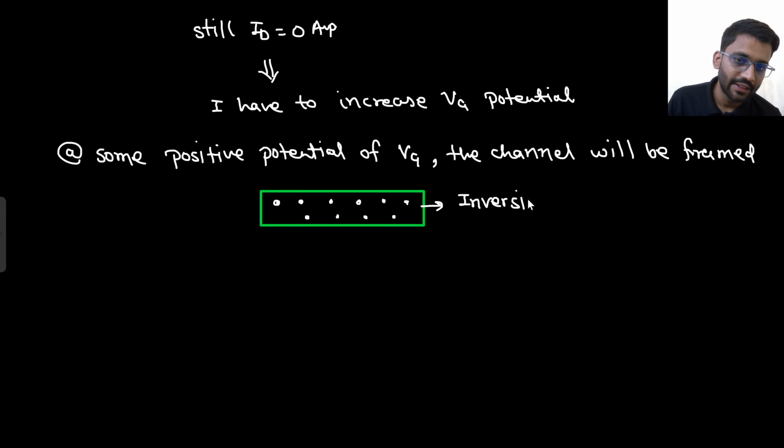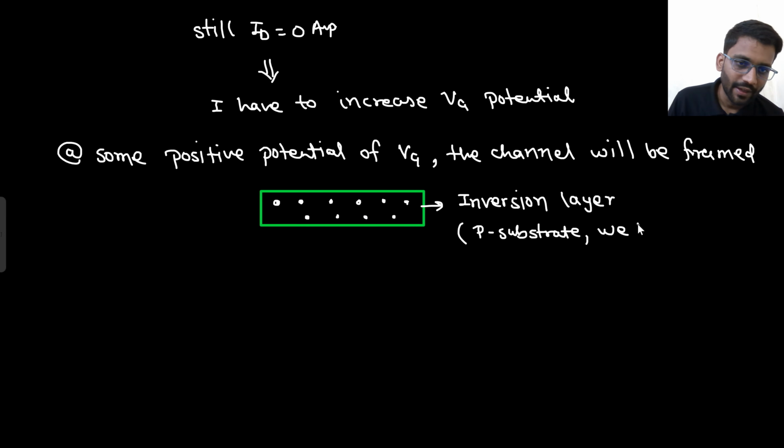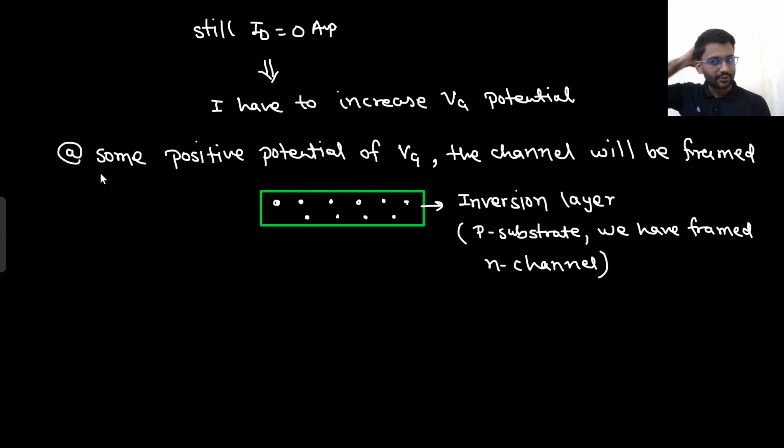Why is it known as inversion layer? Because in the P substrate, we have framed the N channel. So we have inverted the P substrate. So that's why it is known as inversion layer. So now at some positive potential of Vg, the channel is framed and the current flows.